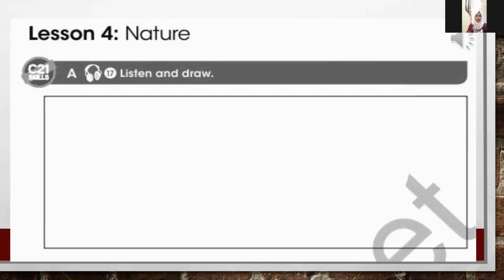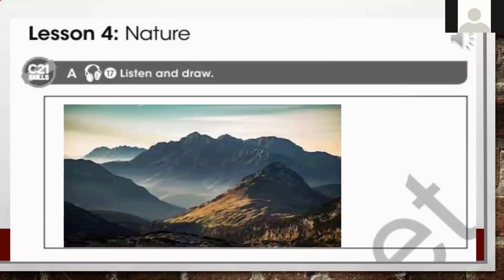Track 17. Listen and draw. Look at the picture. You can see some mountains. Draw the sun in the sky. Draw four clouds in the sky.